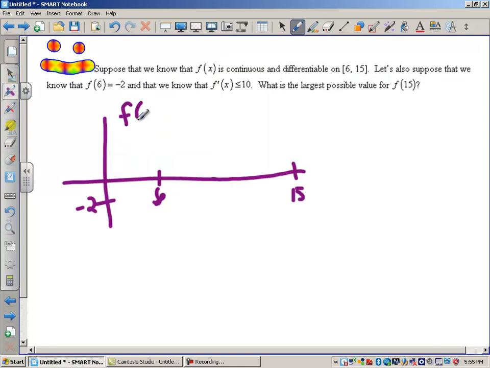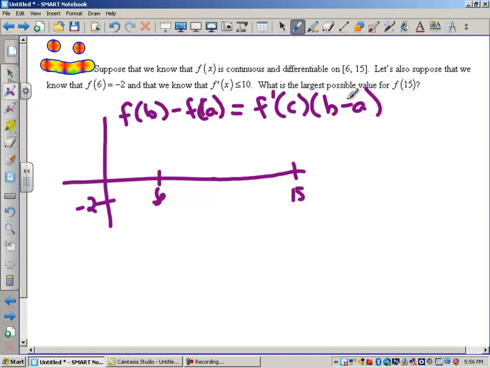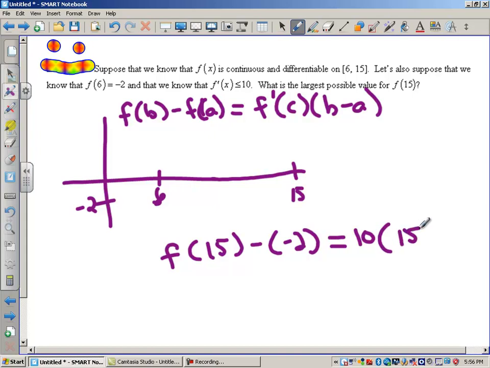I'm going to write that f of b minus f of a has to equal f prime at some point in the interval times b minus a. So that's that second form of that equation. Now c is some point between 6 and 15, and what we're going to assume here is, let's just assume worst case scenario. Since we're trying to maximize f of 15, let's say that f prime was always 10. That's as big as it could be. So we can have that f of 15 minus f of 6, where b is 15 and a is 6, must equal 10 times b minus a.